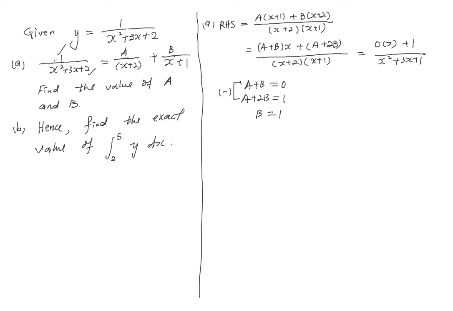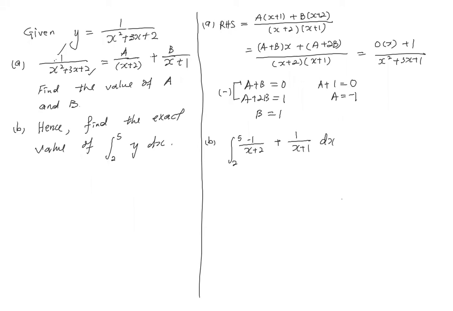So if B equals 1, therefore my A plus 1 equals 0. So learn how to do. So A equals -1. So done. So to do part B, what you need to do is integrate from 2 to 5, A is -1, so negative 1 over x plus 2, plus B is 1 over x plus 1 dx.